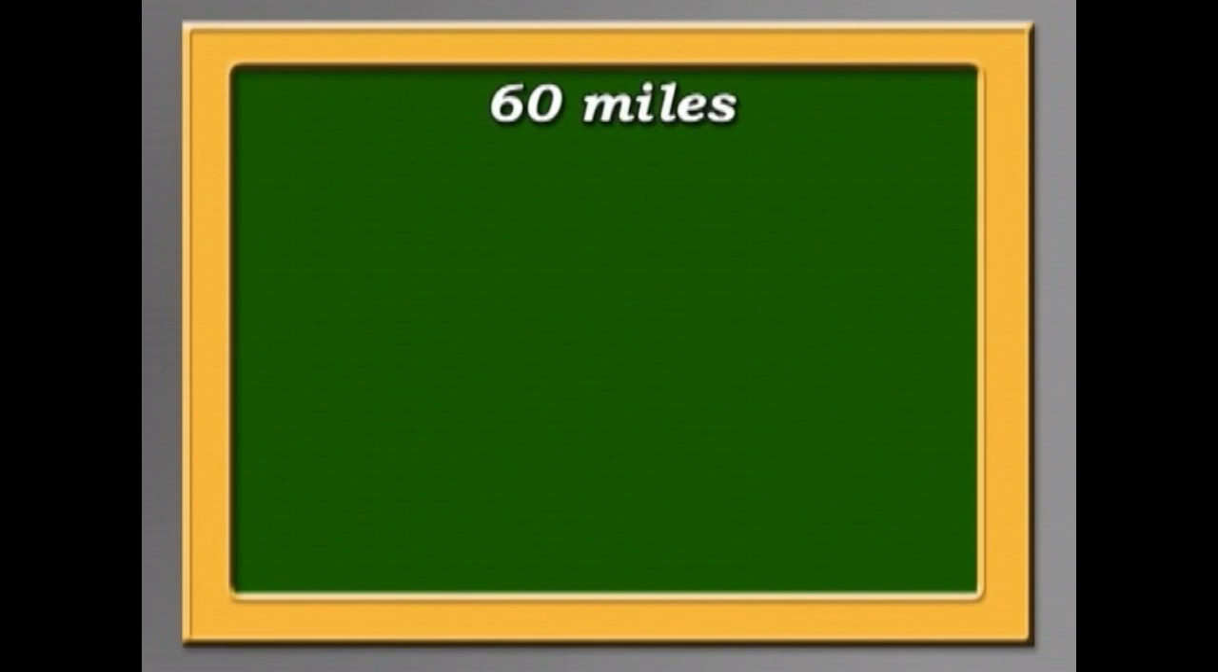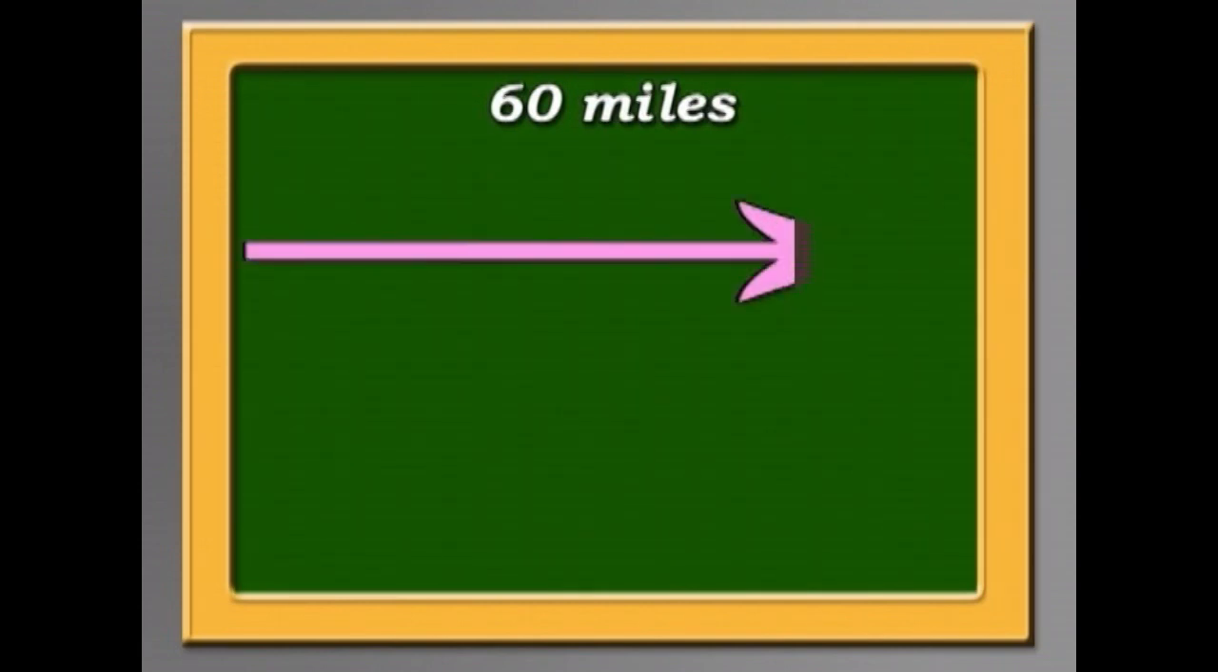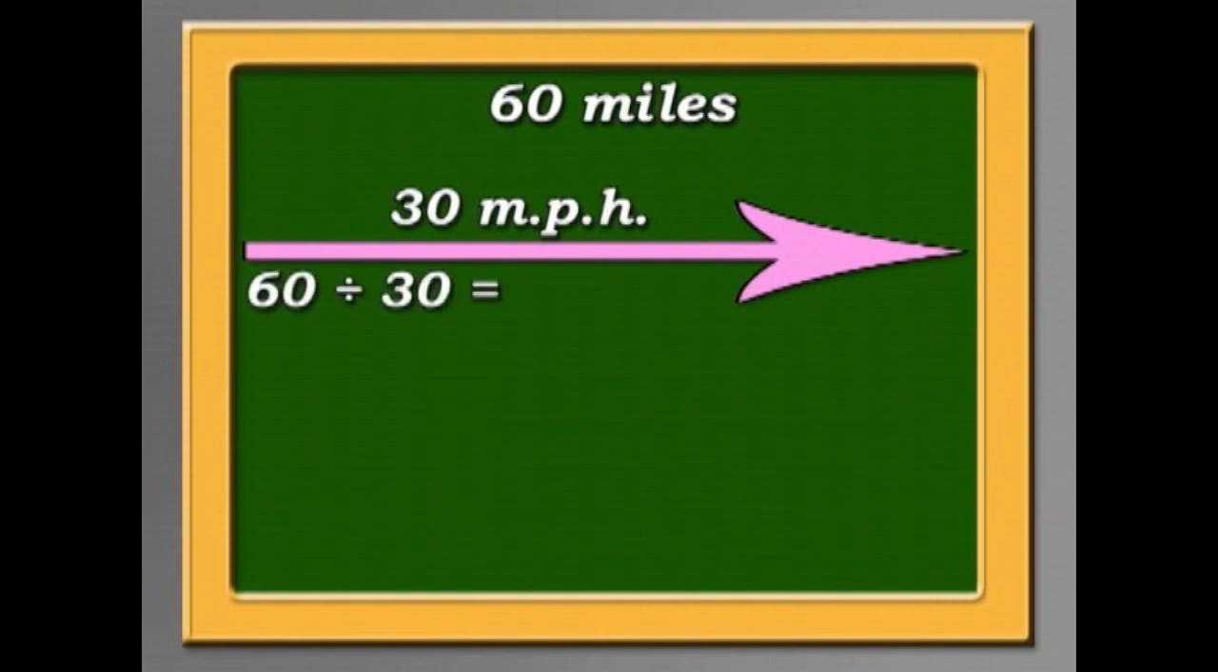Let's imagine that the distance is 60 miles. So on the outbound journey, he's traveling at 30 miles an hour. It takes him 60 divided by 30, 2 hours.